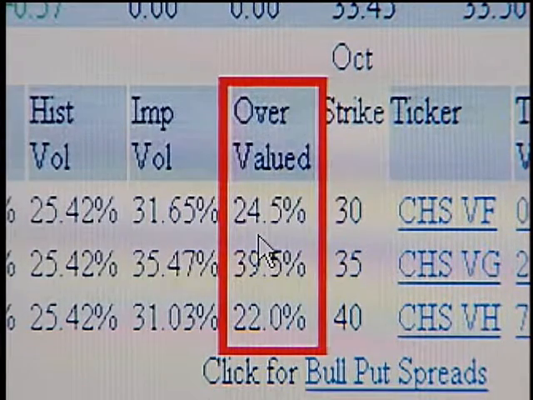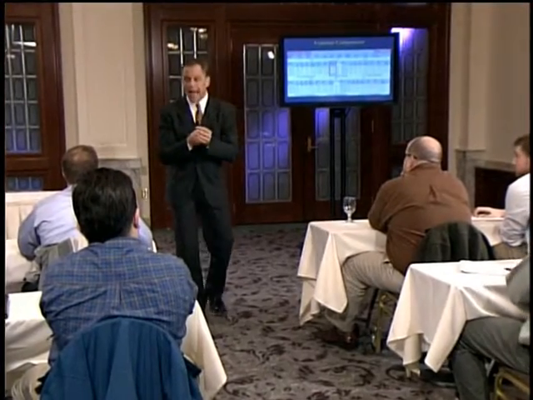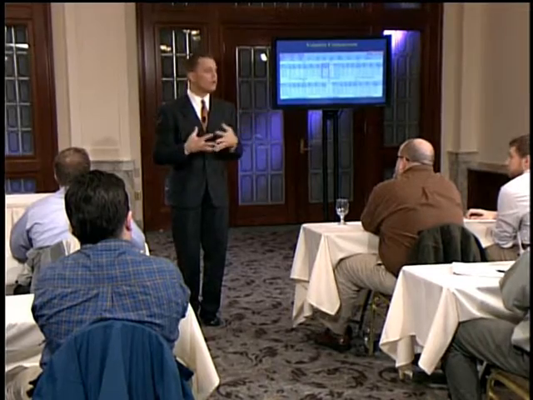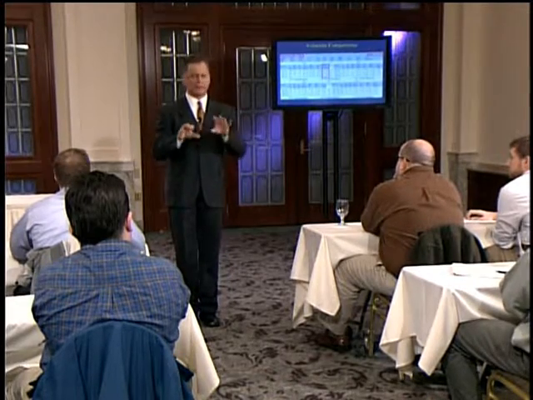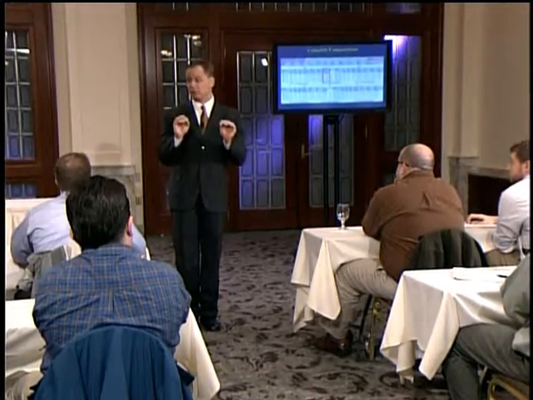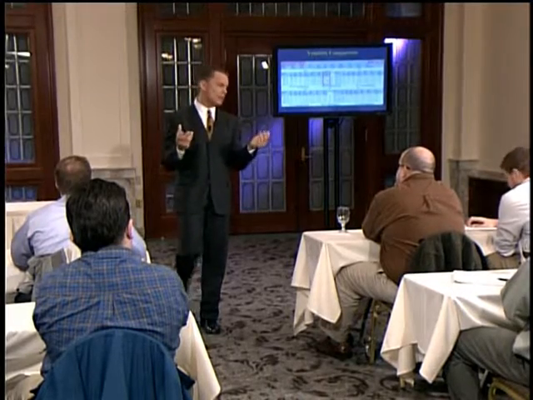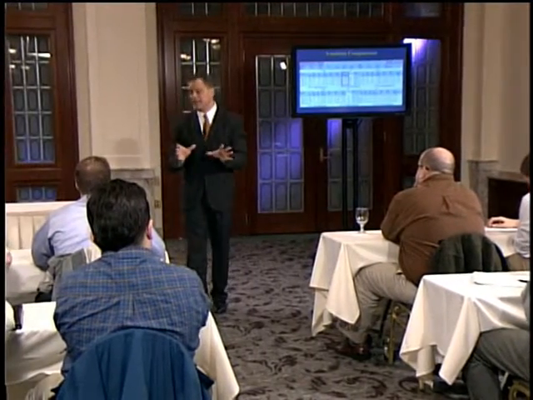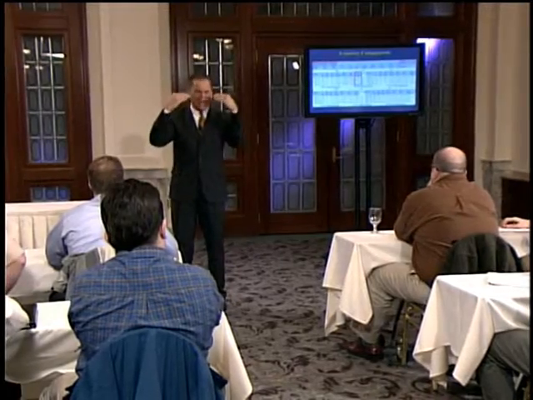Well, we go right over here to the first one, that $30 strike price, that's 24.5%. Now, as you look at this, folks, if you kind of concentrate on me here for a second, you're always going to be buying, options are almost always overvalued. Very rarely do you find one that's undervalued by a certain percentage. An average overvaluation of an option is about 20%. That's about right. And think of why that would be.